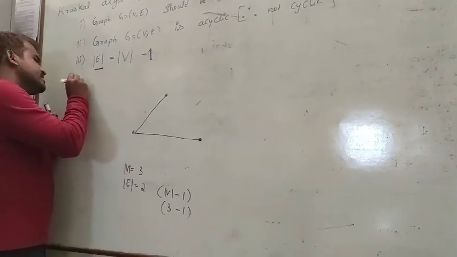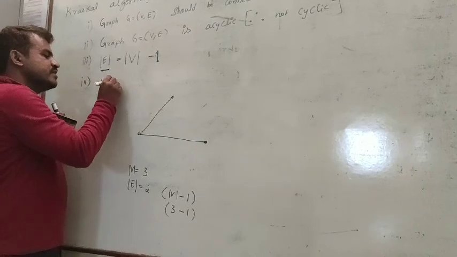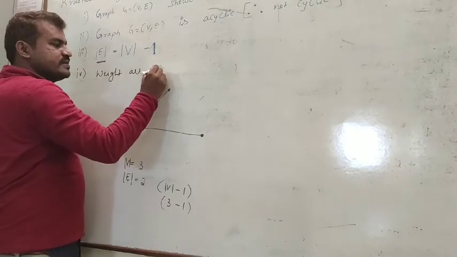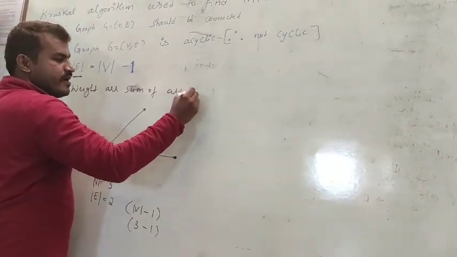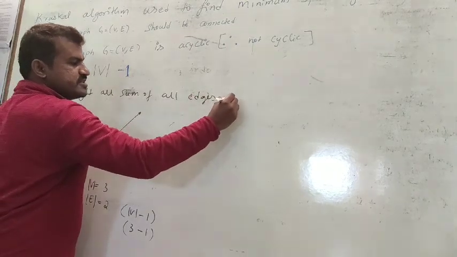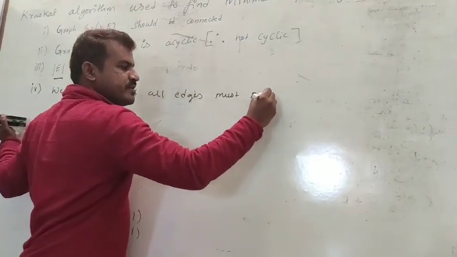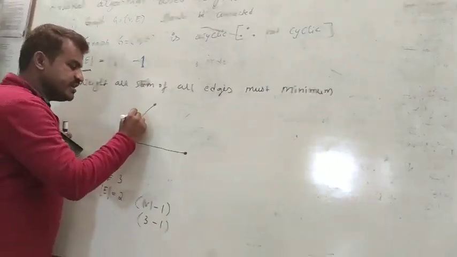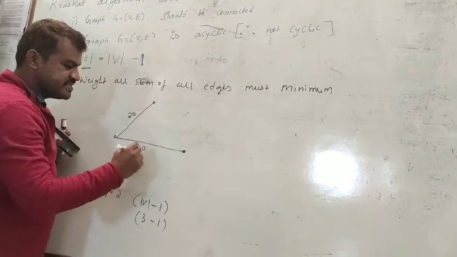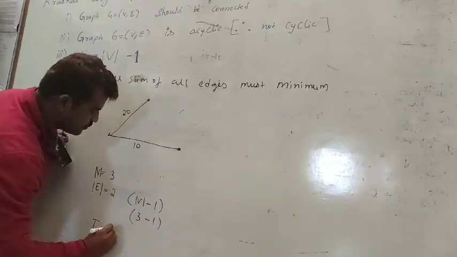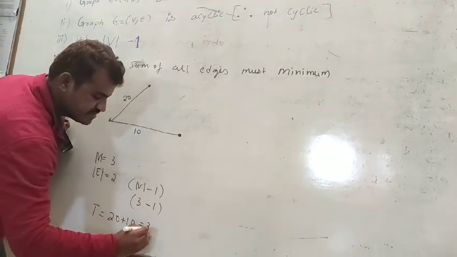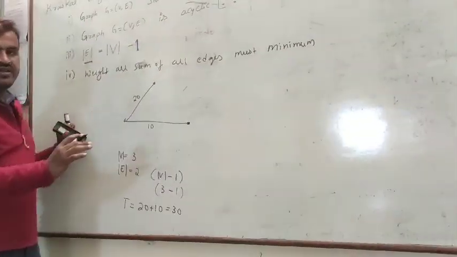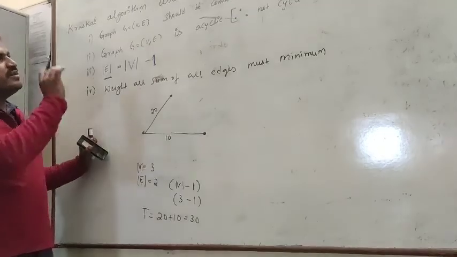The fourth condition is that the sum of the weights of all edges must be minimum. There are n possibilities. If you consider edges of 20 and 10, the total sum is 20 plus 10, that is 30. Like that, the sum of the weights of all edges must be minimum. There are 4 conditions in the minimum spanning tree.